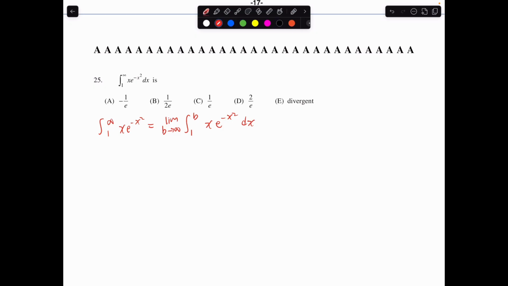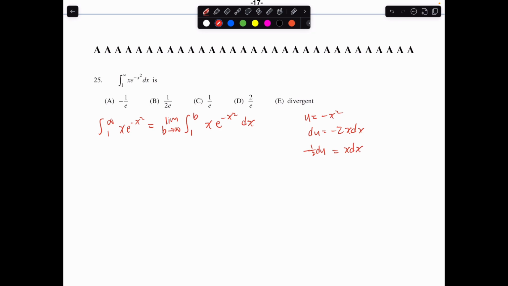You can do a u sub here. So my u is going to be negative x squared. Then my du is going to equal negative 2x dx. So I have an x here, which means negative 1/2 du is equal to my x dx.